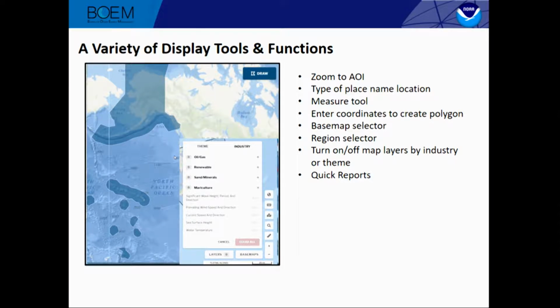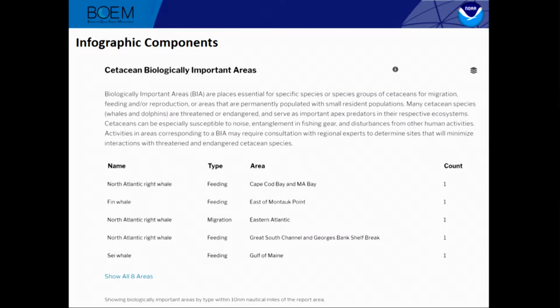And then we also have our layers tool right on the map portion of the infographics tool, and that allows you to turn some of the layers on and off here instead of within the infographics, or clear them all out, or turn them on either by theme area or industry area. And then, like I said, we had the quick reports.